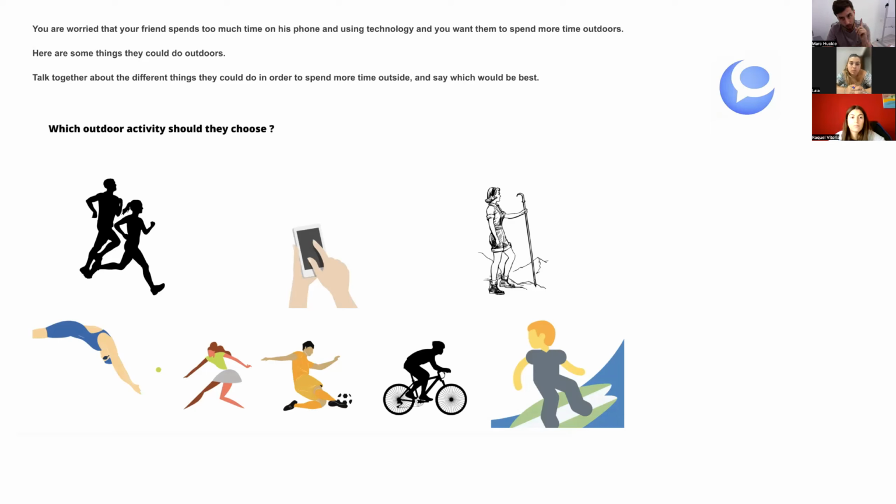Así que tienes un amigo, un chico, que pasa demasiado tiempo con el móvil y utilizando tecnología. Igual los videojuegos. Tú quieres que pase más tiempo fuera de casa. Hay que sugerir cosas que puede hacer fuera de casa. For example, here are some things they could do outdoors. Fuera, al aire libre. Outdoors. Talk together about the different things they could do in order to spend more time outside and say which would be best.